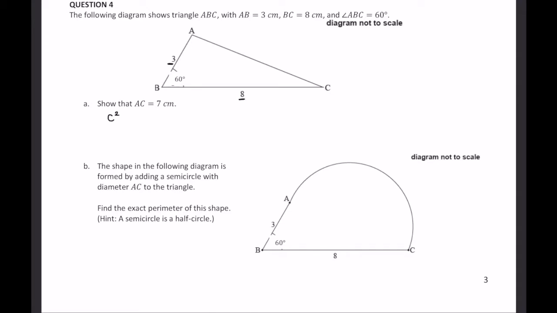So the formula for law of cosines is c squared is equal to a squared plus b squared minus 2ab cosine of c. And the directions say show that, so they tell us that the answer is 7 centimeters and we need to get there, but we can't use that answer in our process. So c squared is equal to, and for a and b we can plug in 3 and 8. It doesn't matter which you choose to be a and which you choose to be b, because multiplication and addition in this case are commutative, so it doesn't matter what order you do these in.